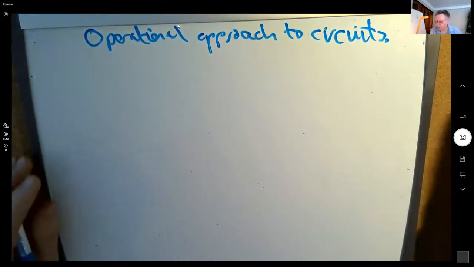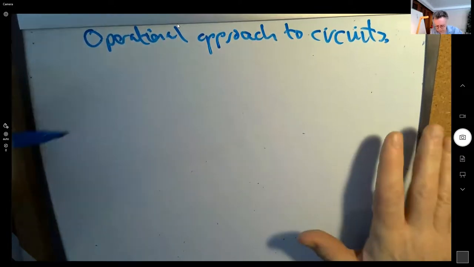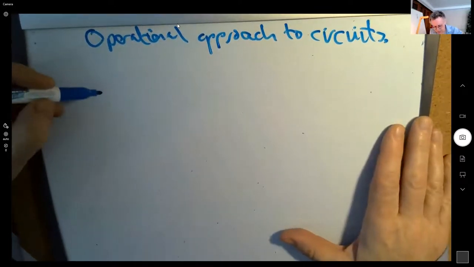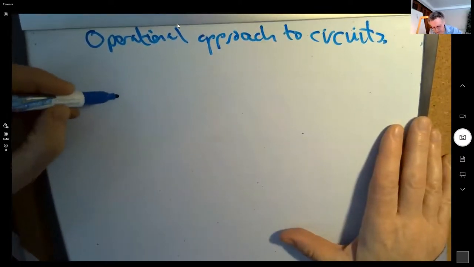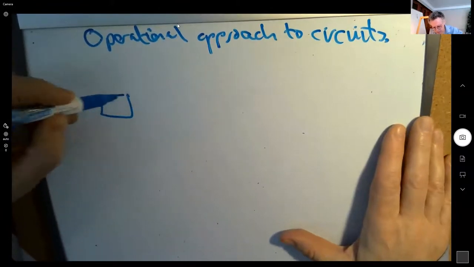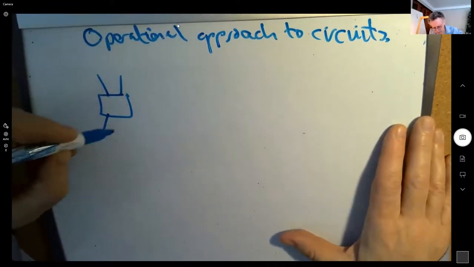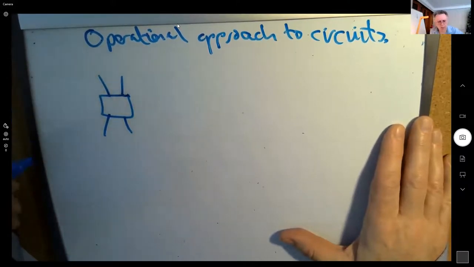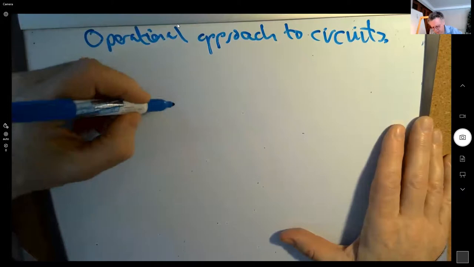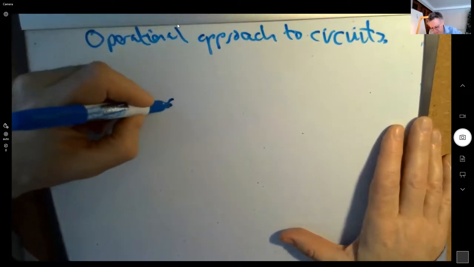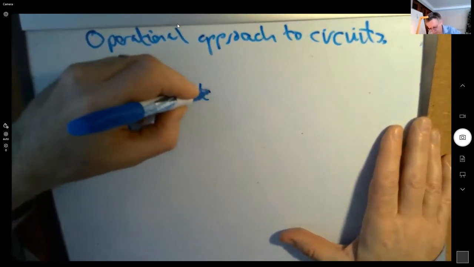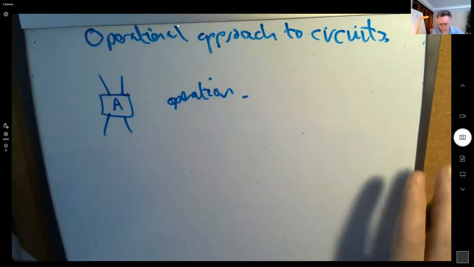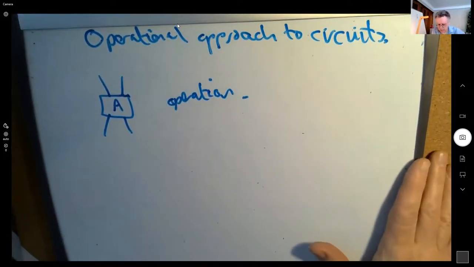This is where you build a circuit. So the basic building block of a circuit is a thing like this. This is an operation. And so here's the idea.